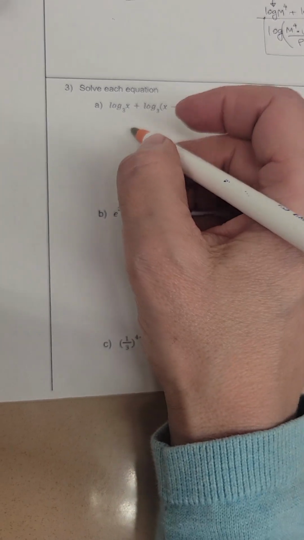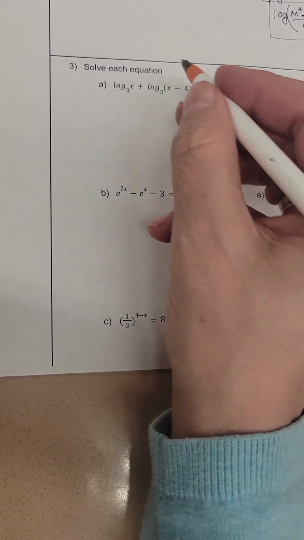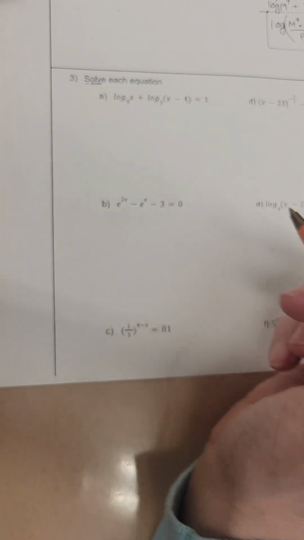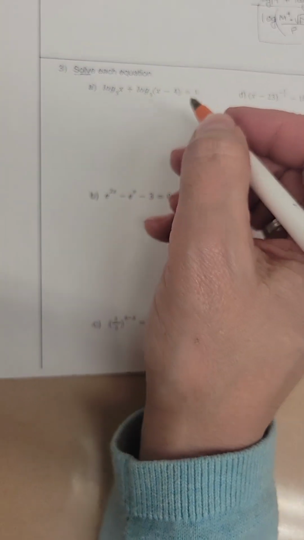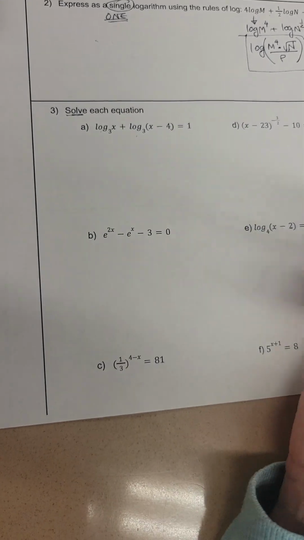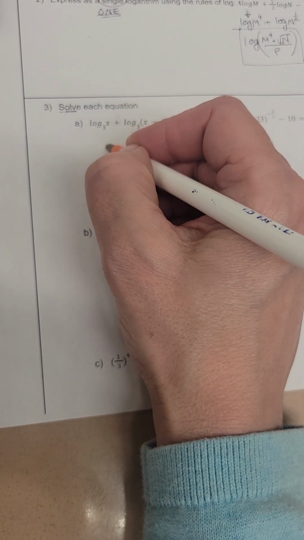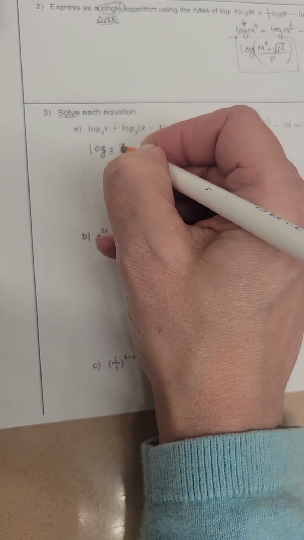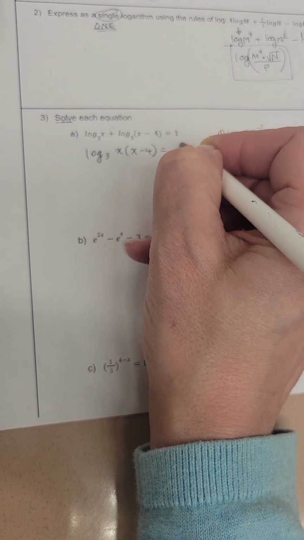Number 3, again, you need to combine the logs because you're looking for x here since it says solve. Right? 2 logs are better than 1. No, not really. In this case, 1 log is better than 2 because it allows you to solve for x. So we have addition again. So we're going to multiply the inside, the arguments.